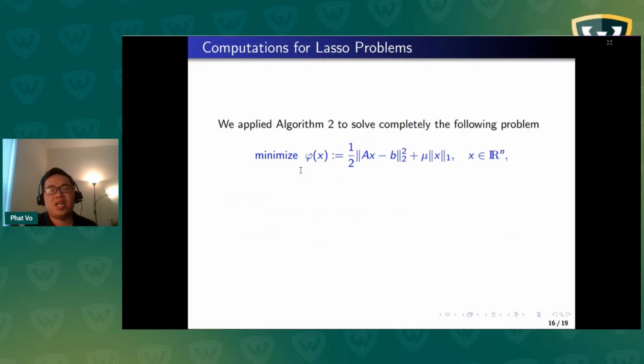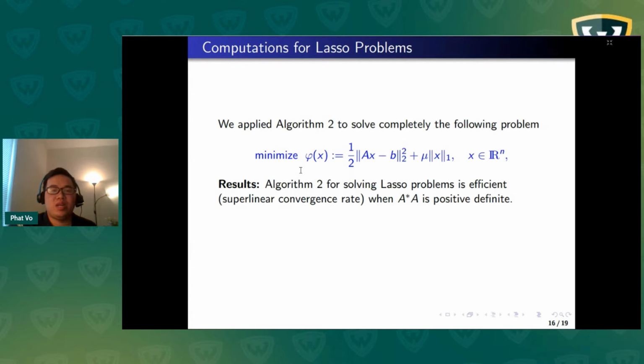And finally, we apply our algorithm to solve completely the lasso problem, which plays a crucial role in machine learning and statistics and is used for image processing. The result we got here is that algorithm 2 for solving the lasso problem is efficient. Efficient here means that our algorithm attains the superlinear convergence rate when we assume that the matrix A star A is positive definite.